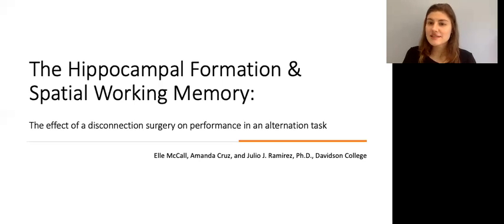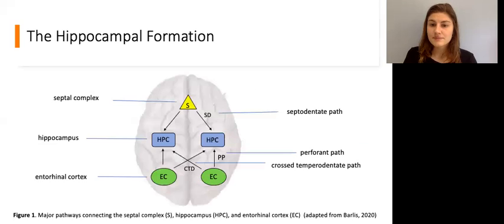I will be presenting on the study I've been conducting with Dr. Ramirez investigating the role of the hippocampal formation in spatial working memory. Our study is looking into the function of the major structures that project to the hippocampus.